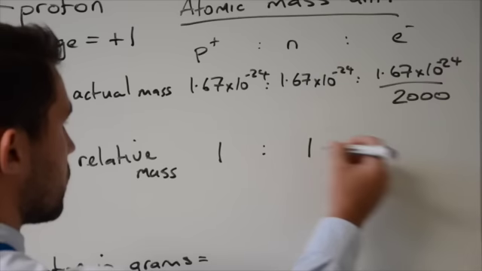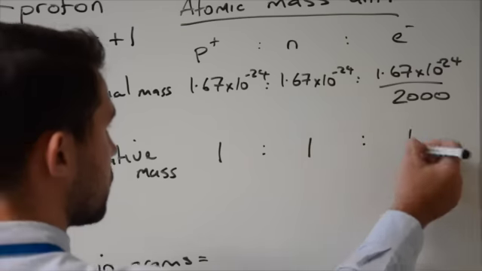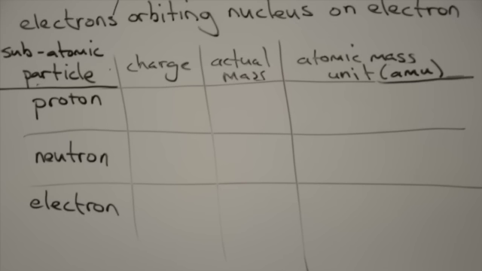If you look at the mass, you notice that the mass of an electron is 1/2000th of a proton and a neutron. Therefore, the atomic mass unit must also be 1/2000th of that of a proton or a neutron. And so it's 1/2000. So now let's have a little check of what you've learned so far. Try and fill in this table.